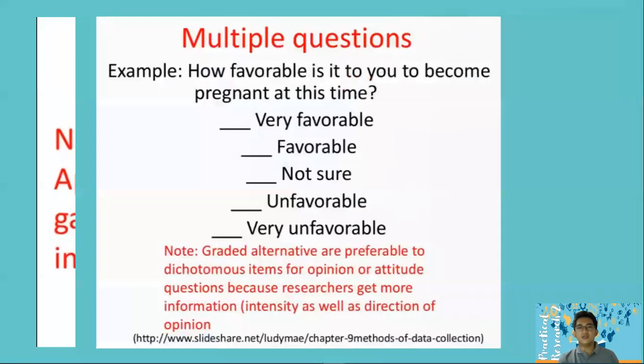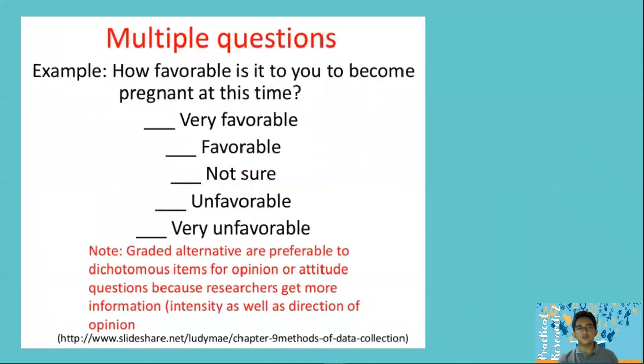Another is the multiple questions. So there is this example where it has 3 to 7 alternatives. Let's take note that graded alternatives are preferable to dichotomous items for opinion or attitude questions because researchers get more information.